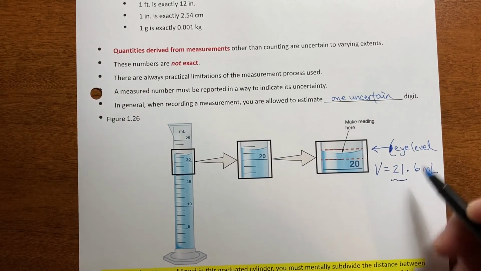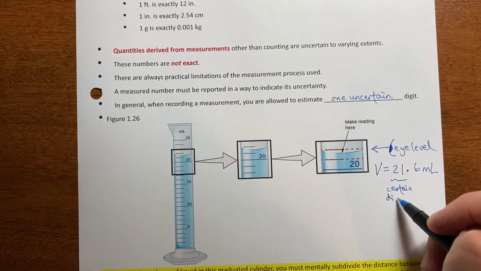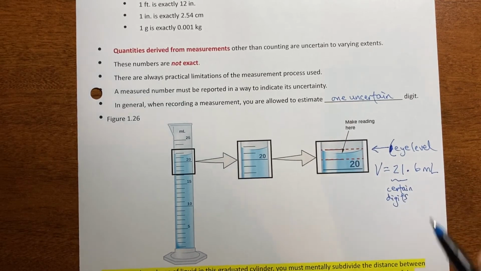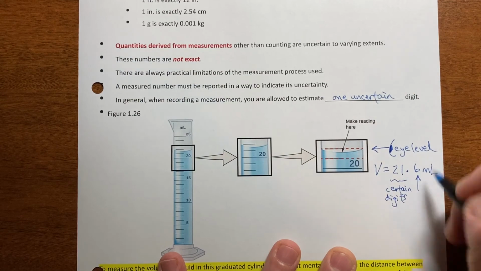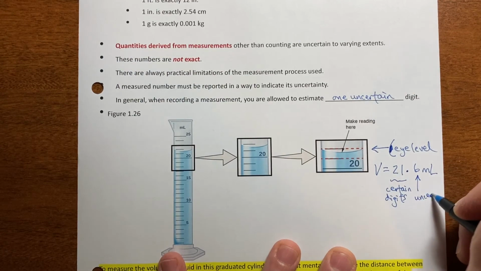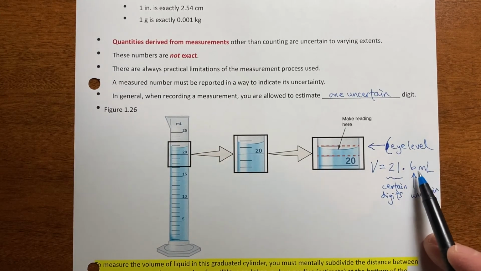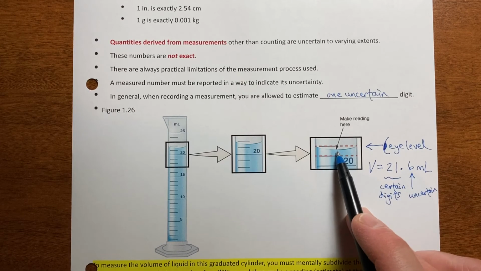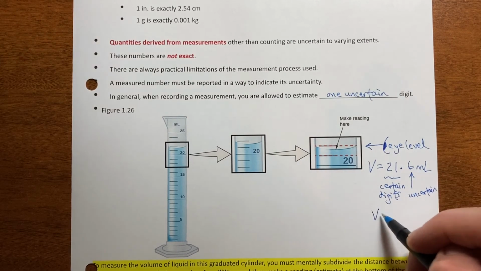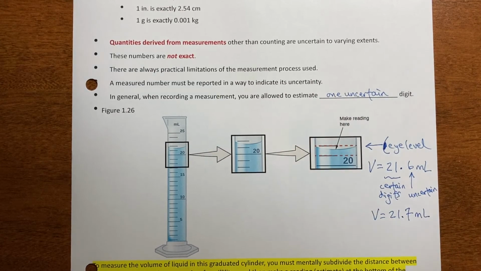These are the certain digits. The 2 and the 1, no matter who reads the flask, we're always going to have 100% of the time, everybody's going to say a 2 and a 1. However, the last decimal place is the uncertain digit. So depending on who you have measure it, they might be off a little bit. Somebody might say, no, I don't think it's 21.6. I think it's a little bit higher than that, 21.7 milliliters.